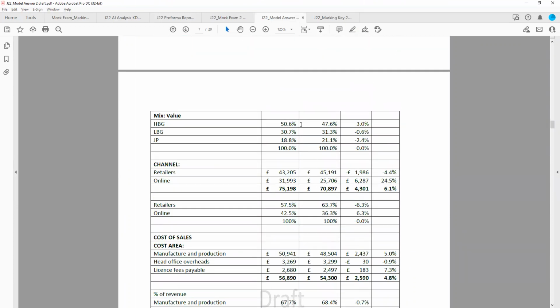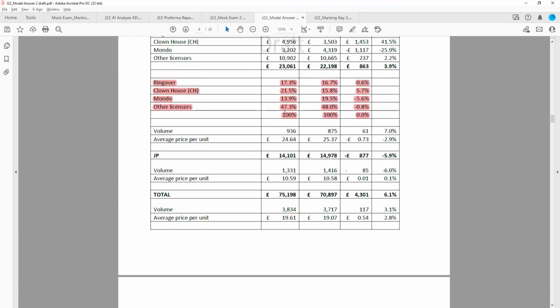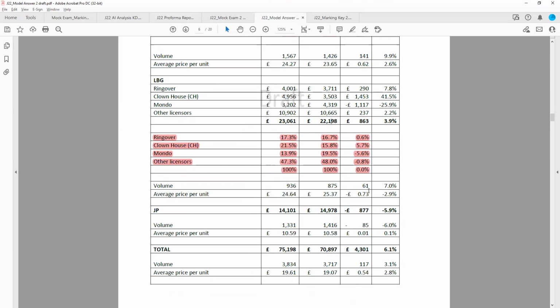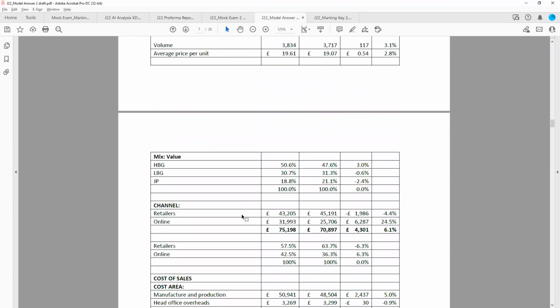And then, of course, we could look at the mix. As you'd expect, it's moved towards HBG because the volume shift has been quite significant there. And LBG, actually, the price difference now is actually smaller than it was. Obviously, there's been a decline here and an increase here.